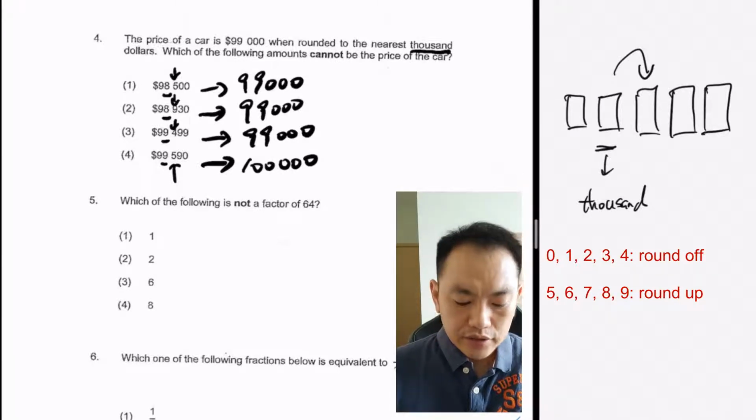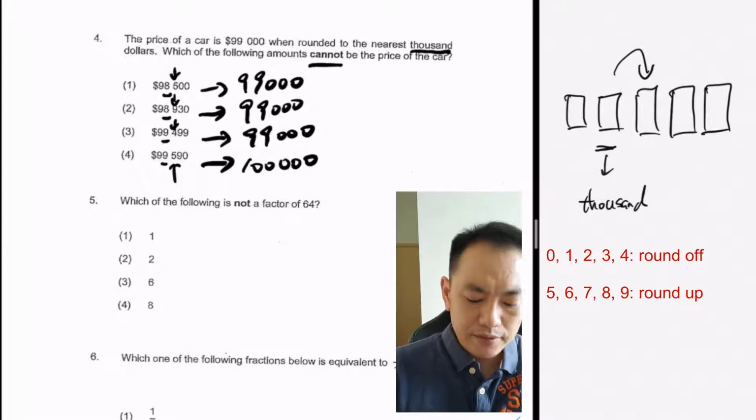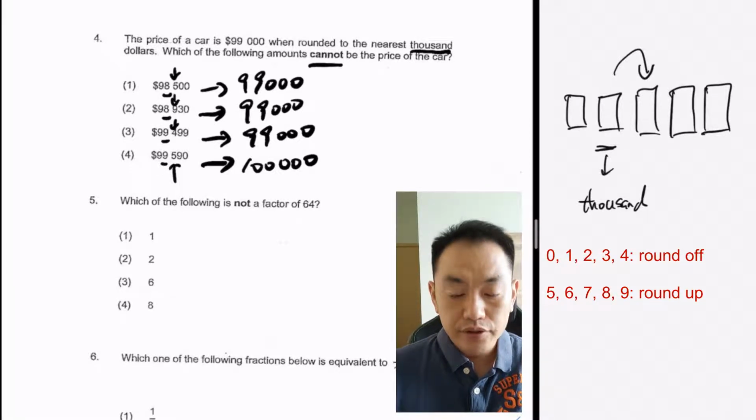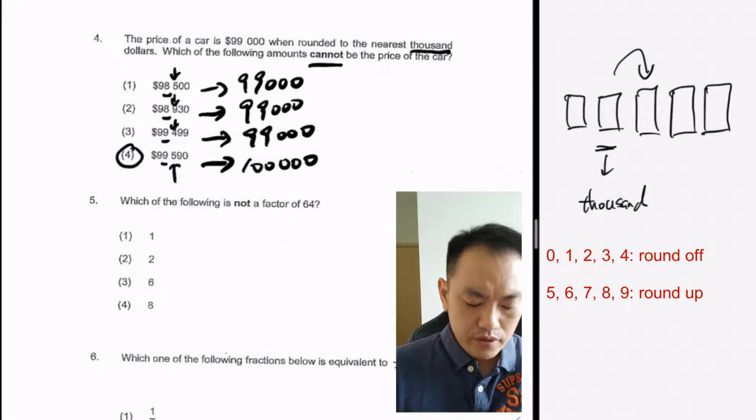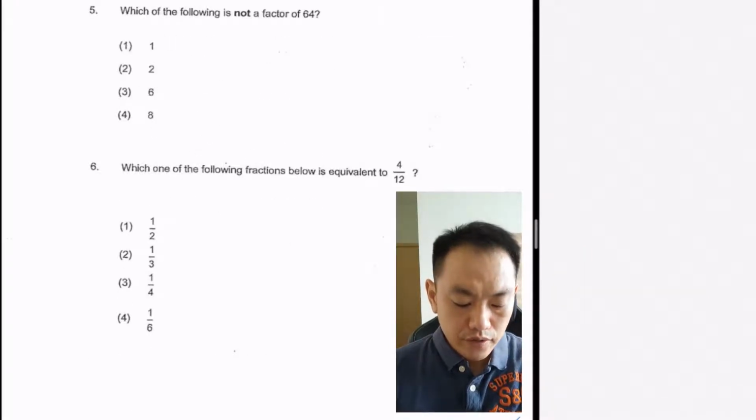So the question is asking which of the following amounts cannot be the price of the car. The first three options all rounded to 99,000. So the answer will be 4. Let's move on to question 5.